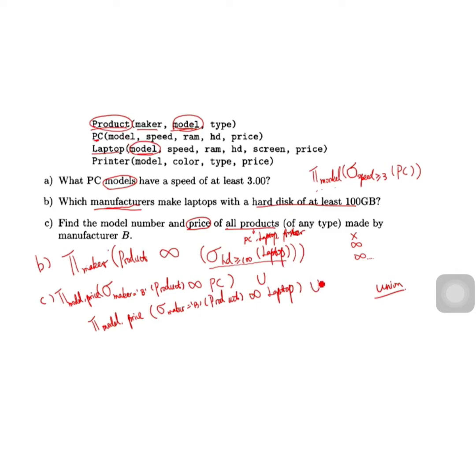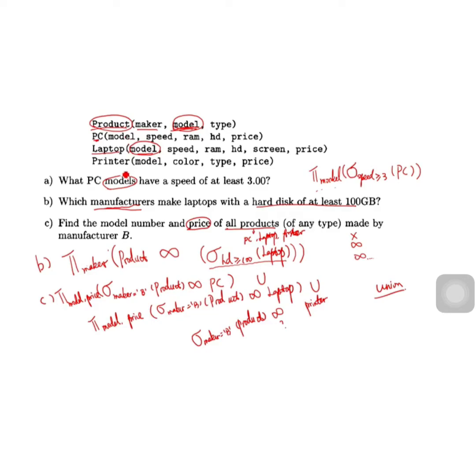Now last one, printer. Okay, maker is B, product. Now in this result we get the product made by B, and now we are joining printer. Can we use natural join? Can we use natural join? No. Why? Let's look at these two relations.